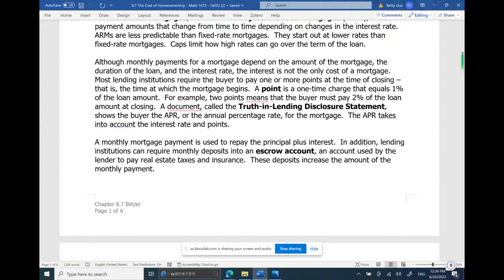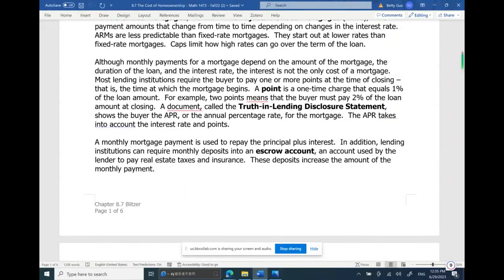And as the note says, a monthly mortgage payment is used to repay the principal plus interest. In addition, lending institutions can require monthly deposits into an escrow account, an account used by the lender to pay real estate taxes and insurance.